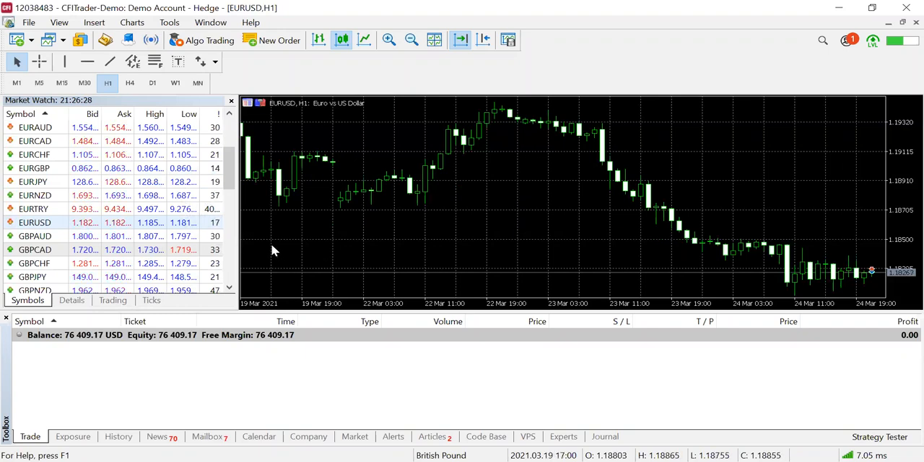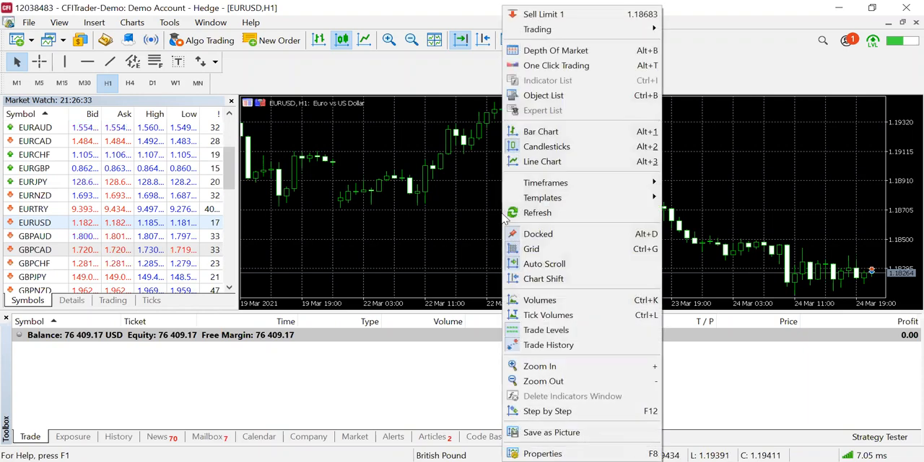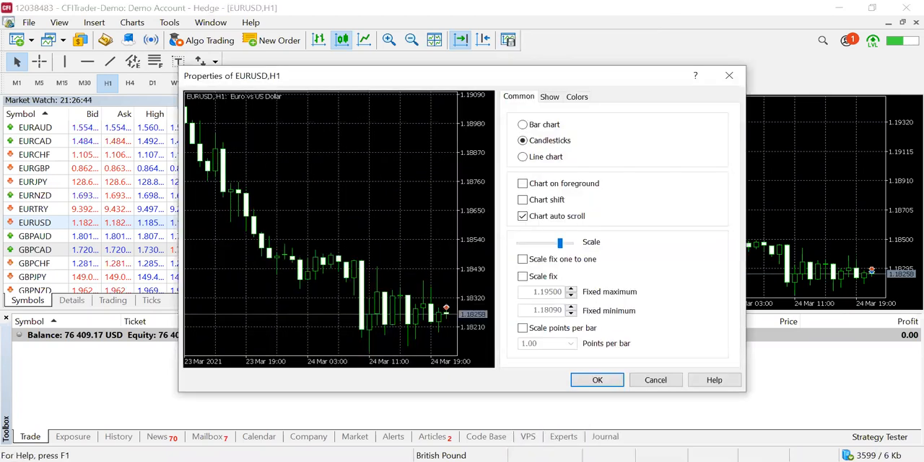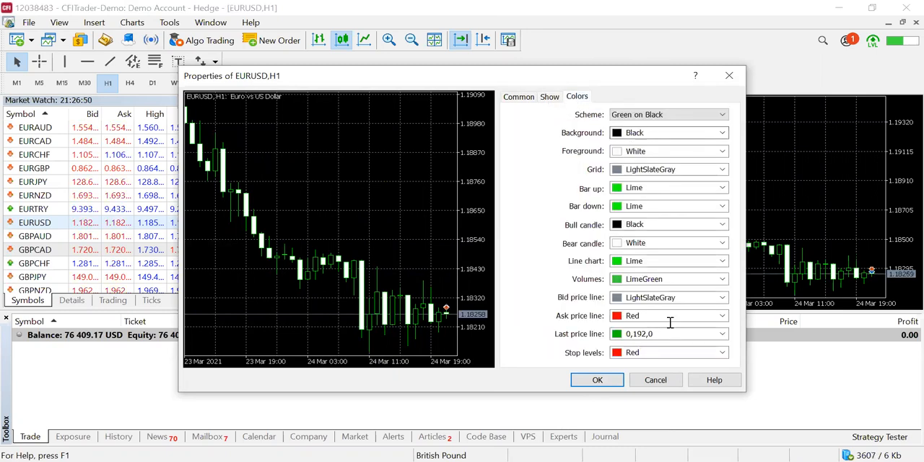So let's say you don't like the colors of how the chart looks. If you right click, you can customize it yourself. Simply go to this option all the way at the bottom, called properties. You click there, then you can customize it to your preference. You can set the colors of the bars and the candles as well. And once you do that, all you have to do is save it, simply as when you save a normal document in your computer or laptop.